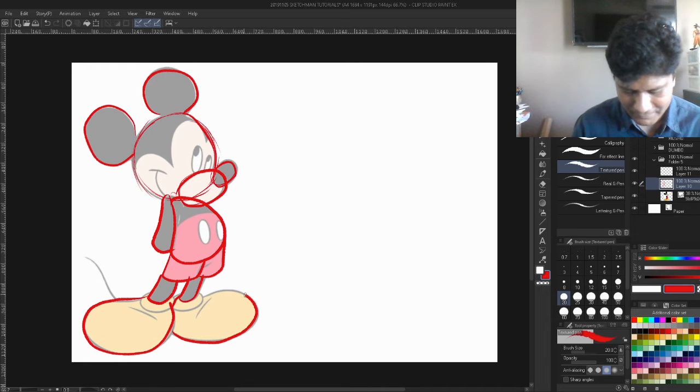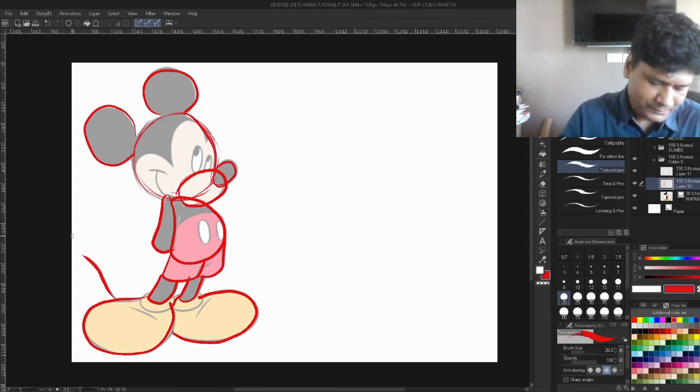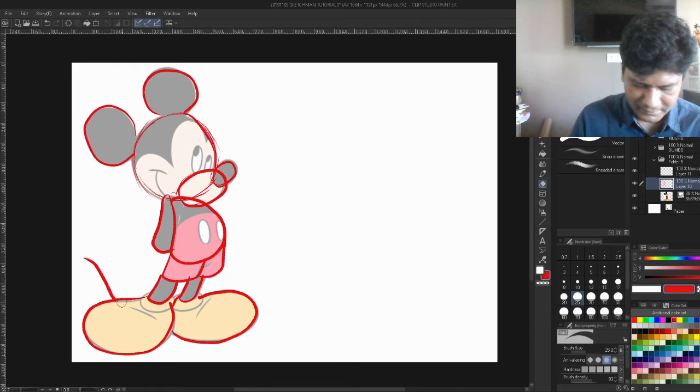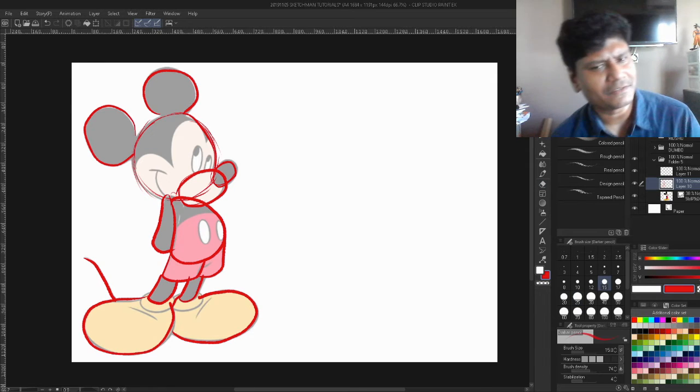Again, that overlap we talked about when we drew Dumbo. The overlap is always a good thing because it gives you the extra dimension that your character needs, because otherwise it makes the character look too flat.